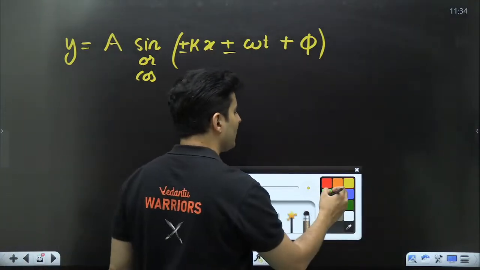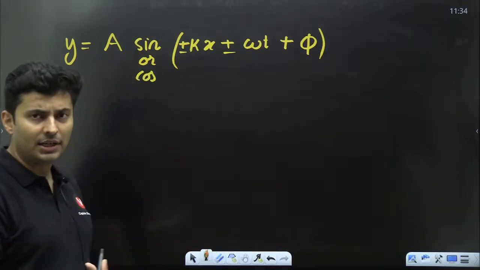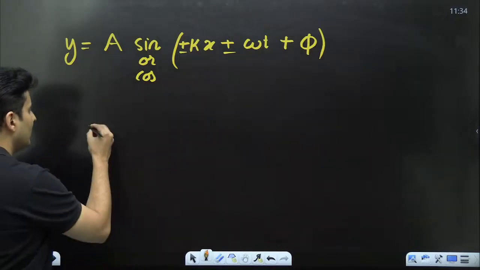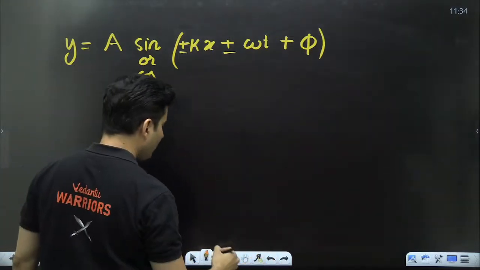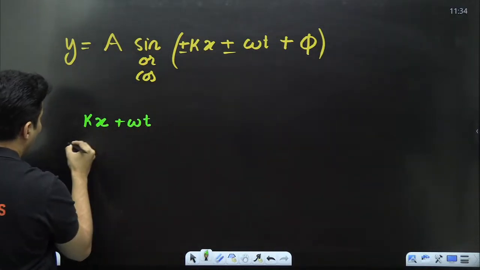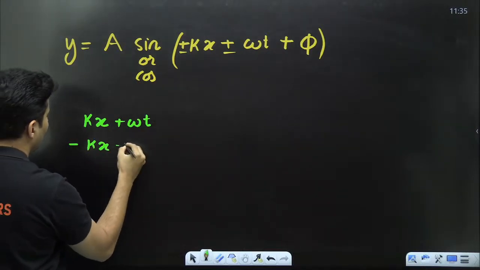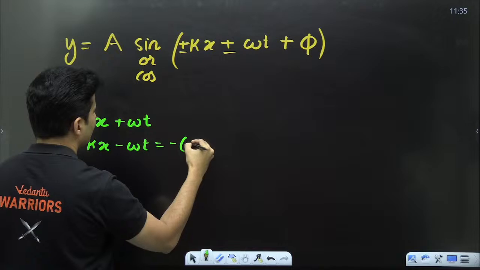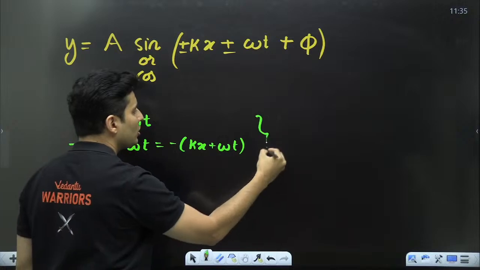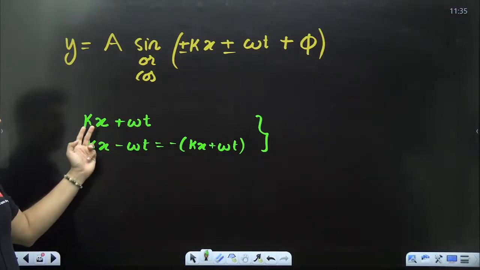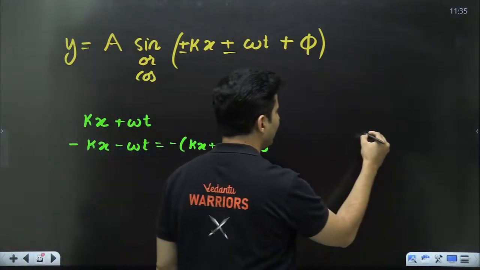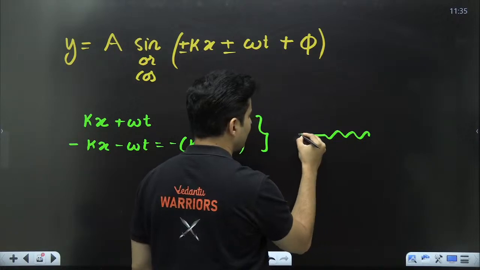Now, when you have such a wave equation, you can also predict which direction it is moving by looking at the relative signs. For example, if it is kx plus omega t or minus kx minus omega t, which is the same as minus common and then kx plus omega t, in both these situations, both kx and omega t, their signs are same. When the signs are same, basically the wave is traveling in the negative x-axis.